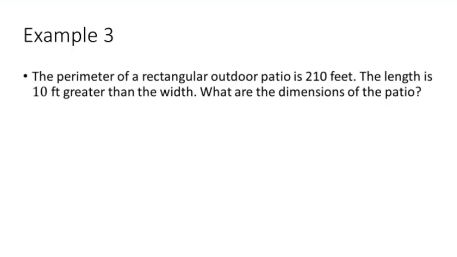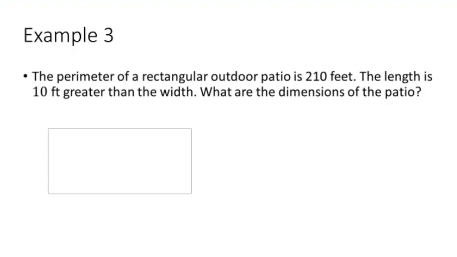Let's take a look at a problem involving geometry. In example 3, the perimeter of a rectangular outdoor patio is 210 feet. The length is 10 feet greater than the width. What are the dimensions of the patio? When it comes to geometry problems, it helps to draw a picture. So we'll draw a rectangle to help us visualize the shape.